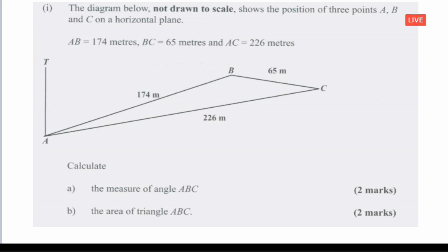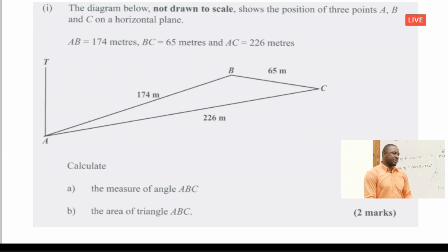This question, you will try to solve it. It says that the diagram, not drawn to scale, shows the position of the points A, B, and C on a horizontal plane. It gives you the length of the three sides, and then it asks you to calculate the size of angle ABC, the angle at B, and also the area of the triangle ABC. So go and look at what we did before. Some of the questions are quite similar. You take the same or a similar approach and you should be able to solve these questions.